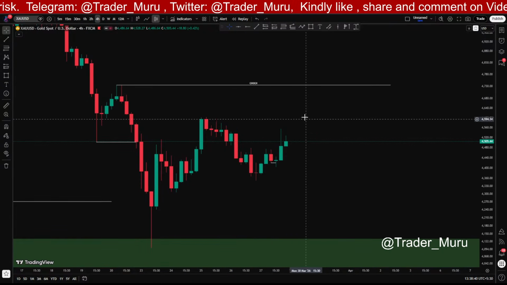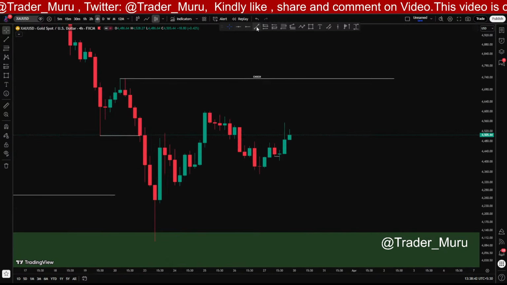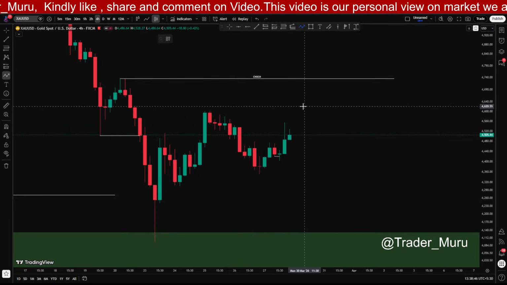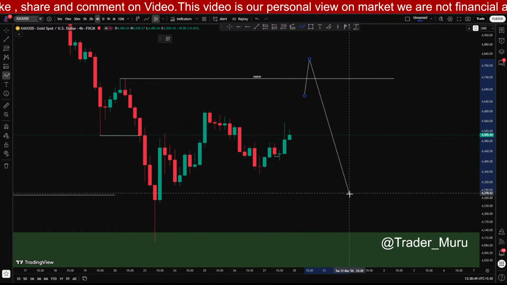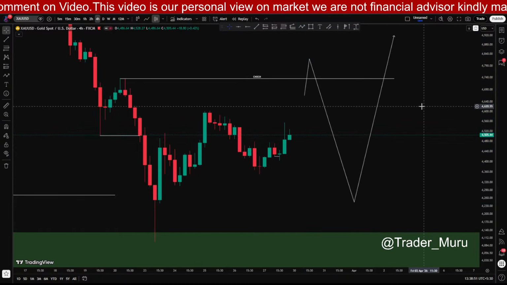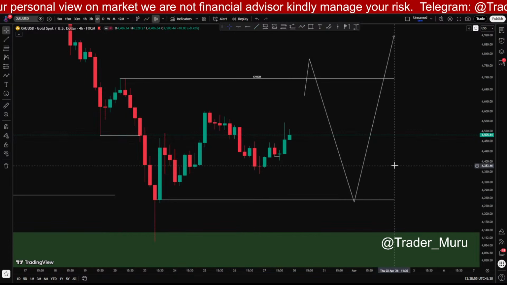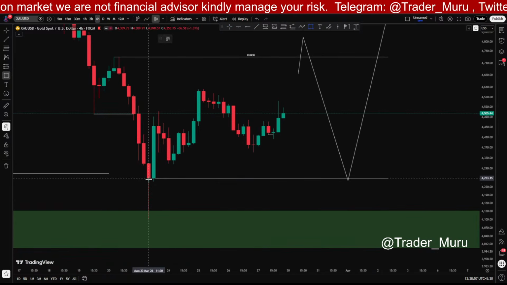So after this change of character, what will happen? Price is likely to take a big retracement like this and pump again, because this area is still pending for the test here.